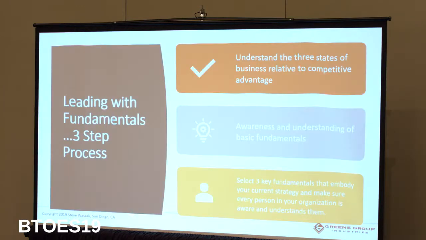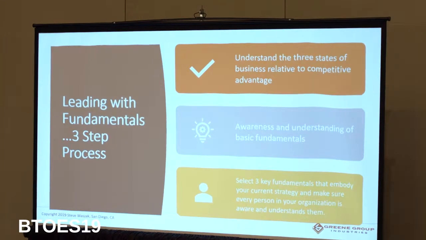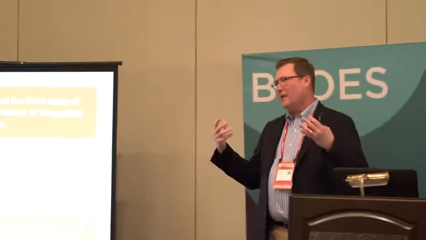So when I do this in a three-step process, the first two are pretty quick, the second one requires a lot of thought, discipline, and follow through. The third one as well. So the first one is understand the three states of business relative to competitive advantage. I have a way to simply do that where you can introduce it to people very quickly, and it makes it easier to start talking about where you are, how you're performing relative to your competitive advantage.